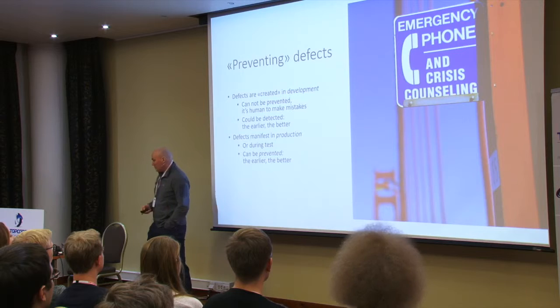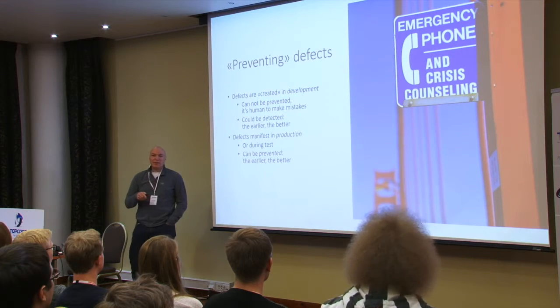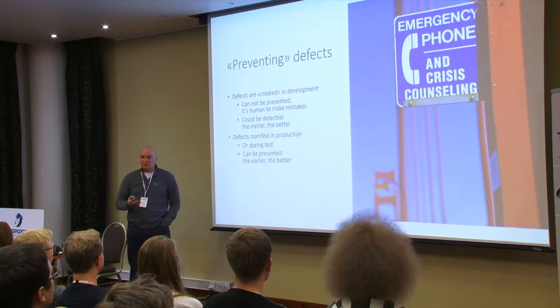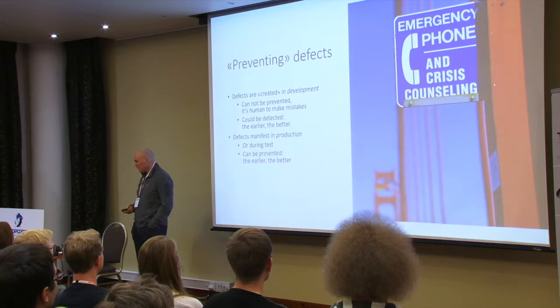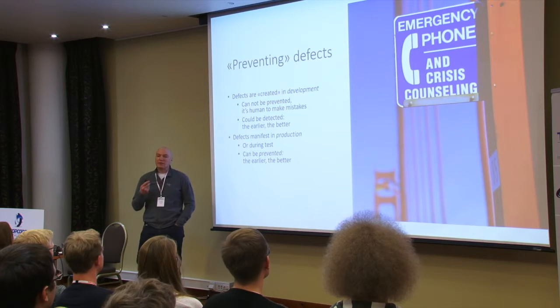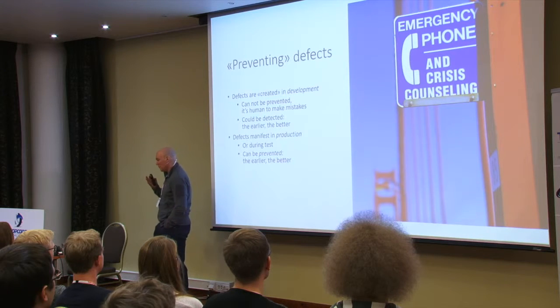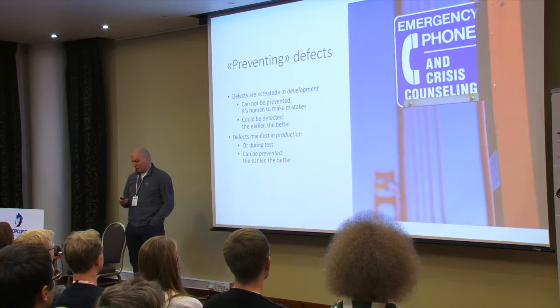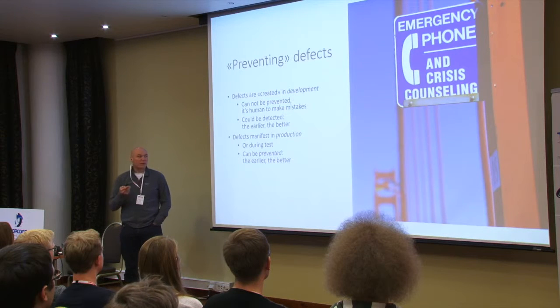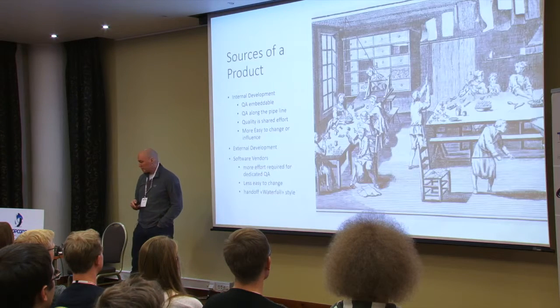What does preventing defects mean? We cannot really prevent that defects are created. It's human to make mistakes. But what we can prevent is to get them into production. So we have to find the defects before they go into production, and for that reason we have quality assurance.